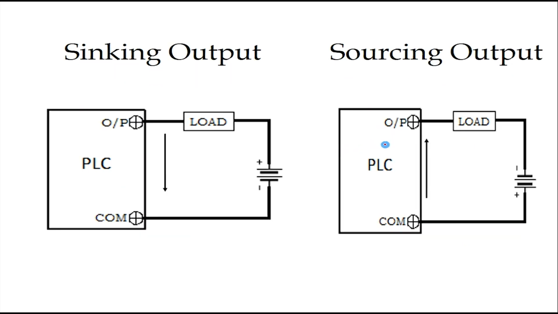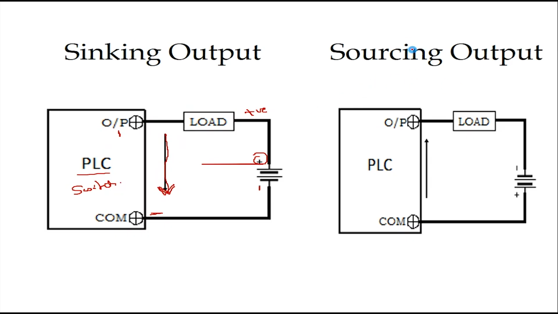Let's see the output side. In the output side, in the sinking connection, you can see the load will be connected to the positive power source and the negative will be connected to the common terminal. And here the PLC will be the switch. When the PLC gives the power line or a positive signal to the output side, the load will be connected and the power will start flowing towards the common terminal.